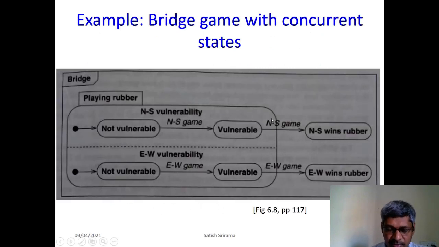So I'll explain the example. Here is the composite state. And here is the partition, which says this is the state diagram for that subpart within this particular state, and this is for the second subpart. So we partition it like this with UML.